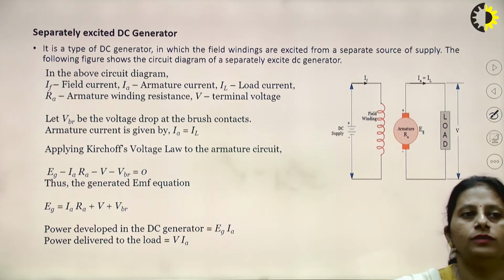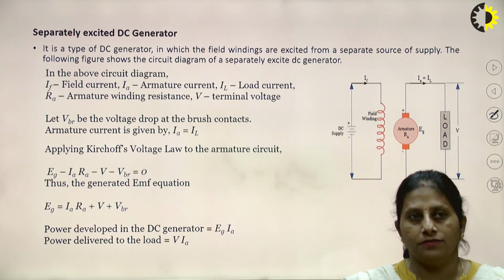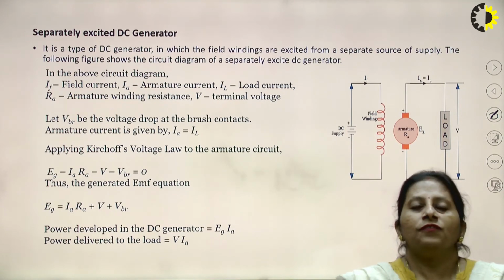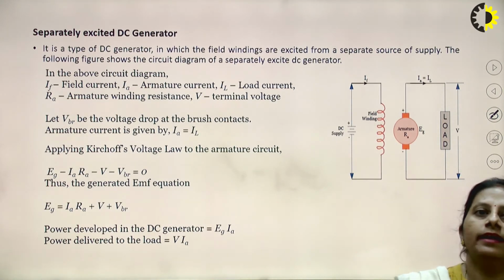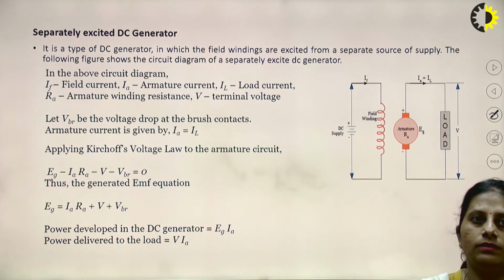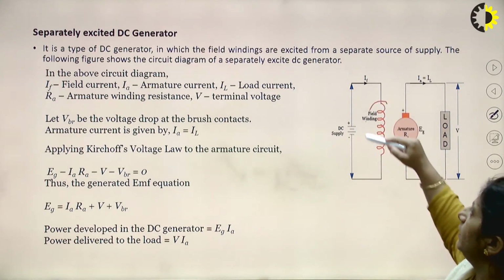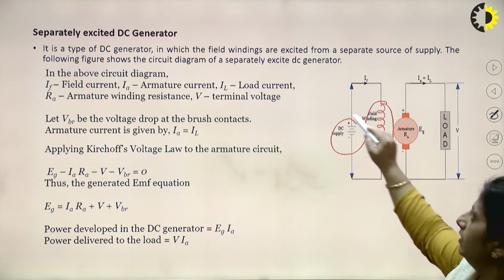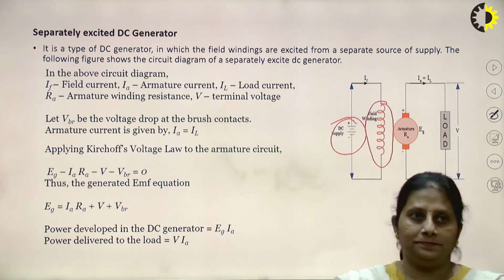Coming to the very first one, that is the separately excited DC generator. In this type of DC generator, the field windings are excited from a separate source of supply. It has no connection with the armature circuit. The figure clearly shows the diagram for a separately excited DC generator. The field winding is entirely separated from the armature circuit. It has been excited by a separate DC supply.